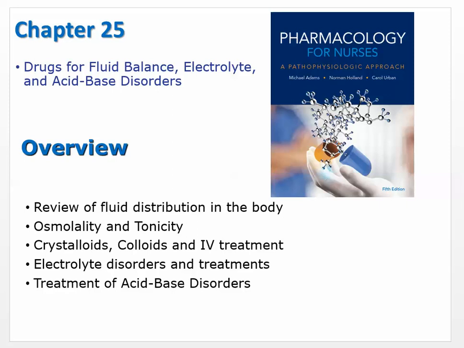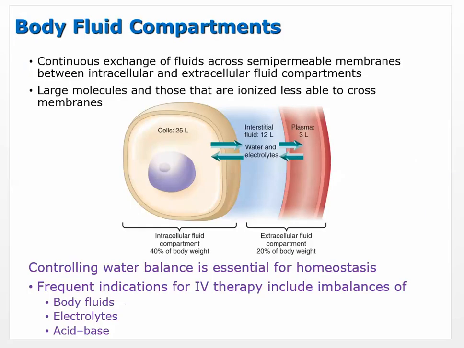Okay, so this is chapter 25. We're going to talk about drugs for fluid balance, electrolyte, and acid and base disorders. So first we're going to go through a quick review of fluid distribution in the body, osmolality, tonicity, osmosis, those kinds of things. And then we'll talk about IV treatments, which are going to be either crystalloid or colloid. And then we're going to cover a couple of electrolyte disorders, mainly sodium and potassium, and then acid-base disorders.